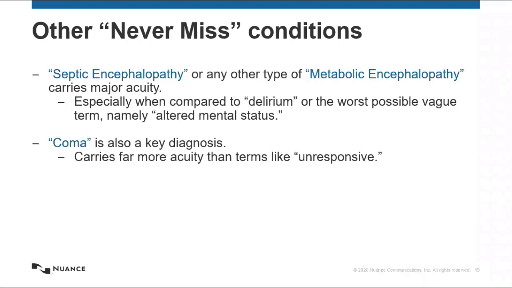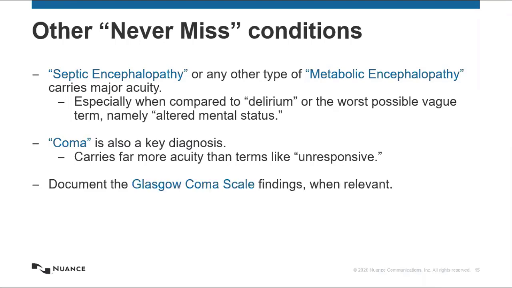Coma is also a key diagnosis, and it's certainly going to be far better than simply saying that people are unresponsive. Please note the term coma has acuity, unresponsive does not. If your hospital uses Glasgow Coma Scale findings, please document those when relevant. The more serious versions of those are quite codable and do affect acuity.